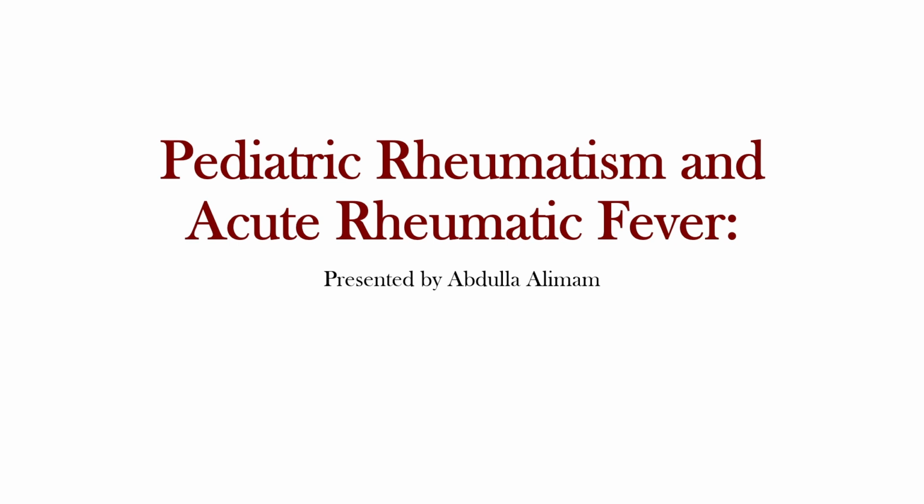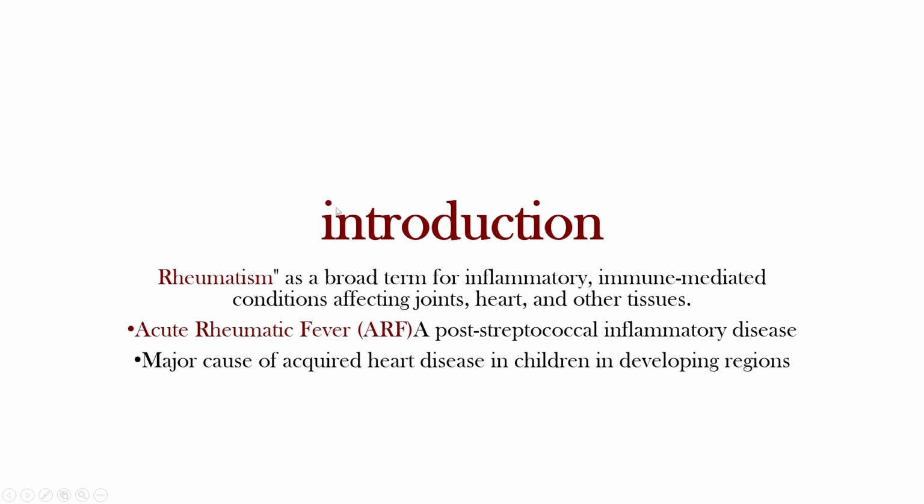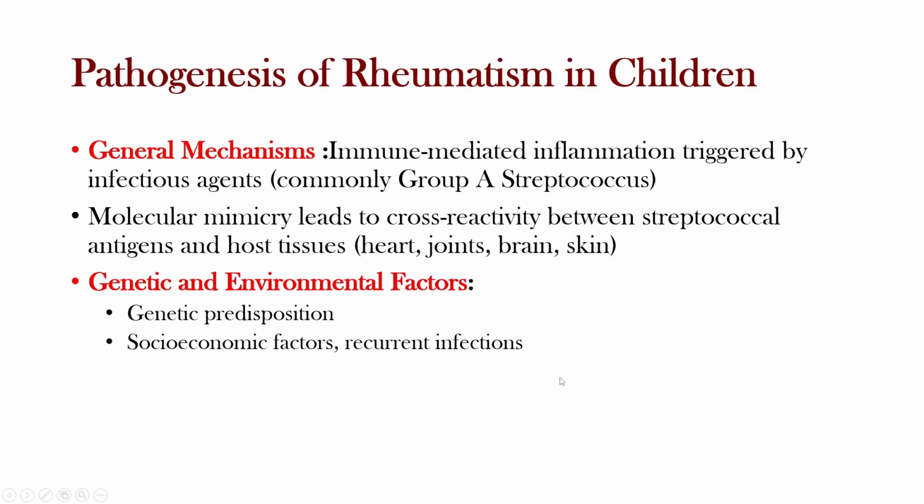Hello everyone, today we'll speak about rheumatism or acute rheumatic fever in children. So, rheumatism is a broad term for inflammatory immune-mediated conditions affecting joints, heart, and other tissues. Acute rheumatic fever is a post-streptococcal inflammatory disease. It's a major cause of acquired heart disease in children in developing regions.